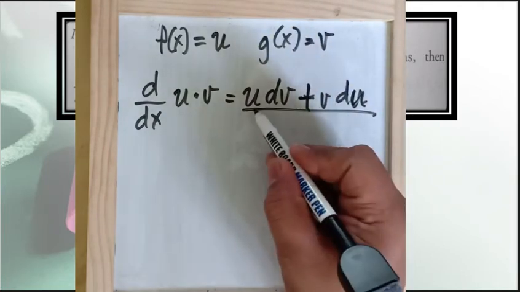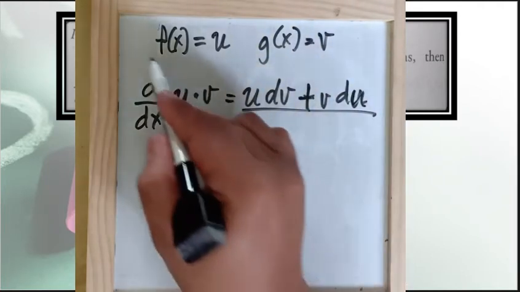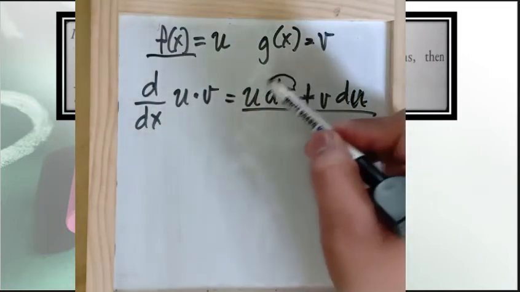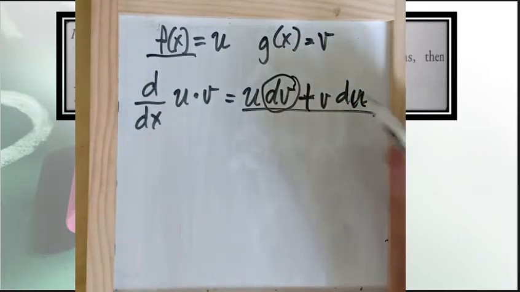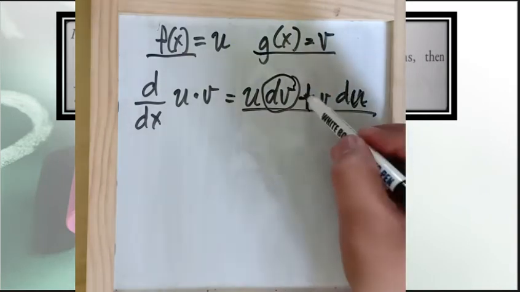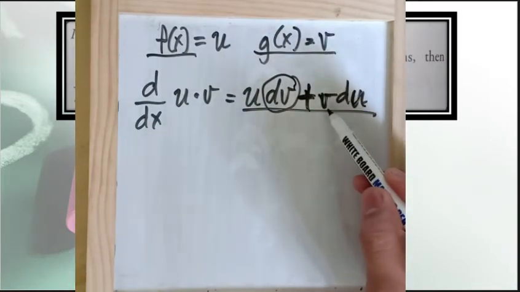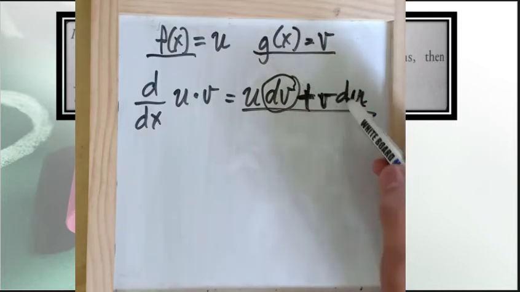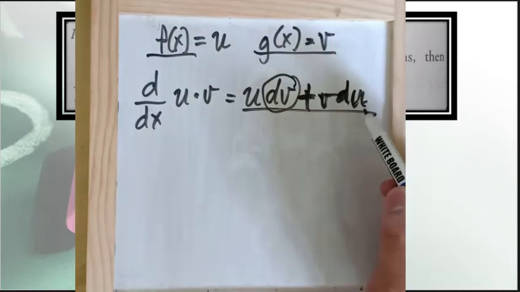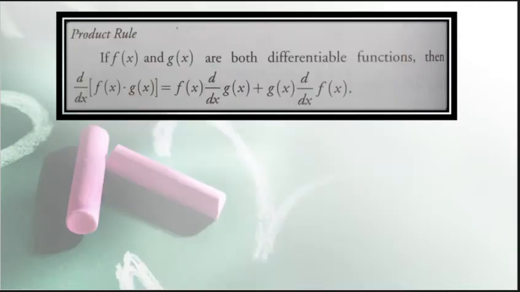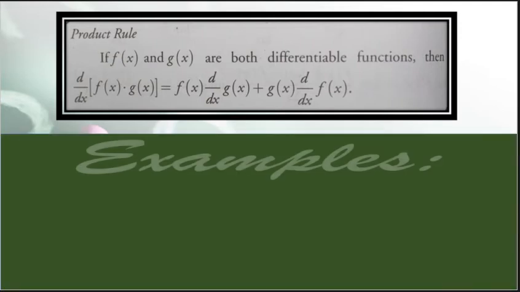Meaning, u, copy your u function, that's the f of x function, get the derivative of the v function, that's the second function, always add it with your v, copy your second function, that's the g of x, and always multiply it to the first function f of x. Let's have an example so you can understand it better.